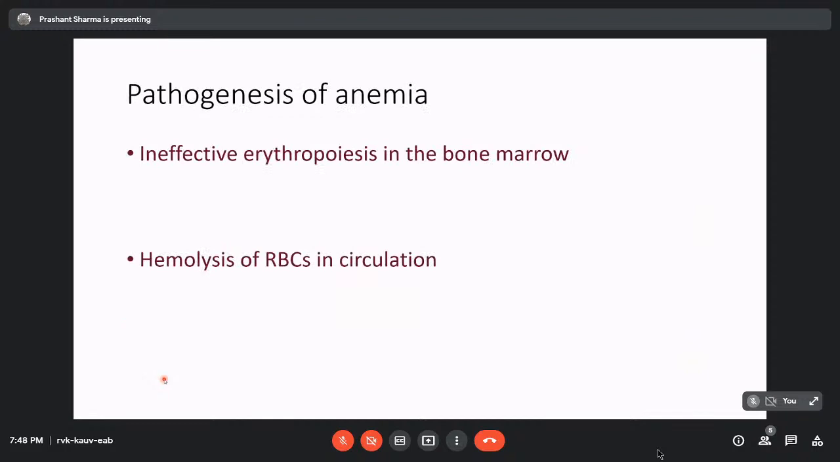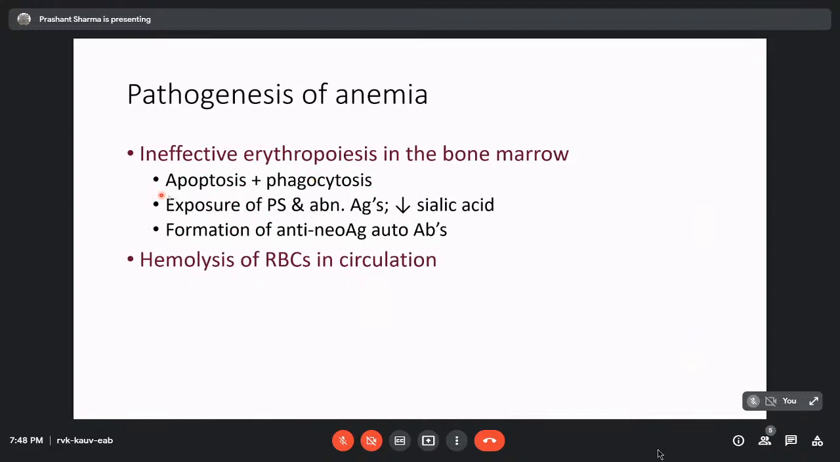So, why do these patients have anemia? Well, the answer lies both in the bone marrow as well as the peripheral blood. In the bone marrow, we have ineffective erythropoiesis, which means that the red cell precursors are undergoing apoptosis as well as phagocytosis. And this is because of exposure of phosphatidylserine as well as abnormal antigens, as well as decreased sialic acid and the formation of neoantigen antibodies against the erythroid precursors.